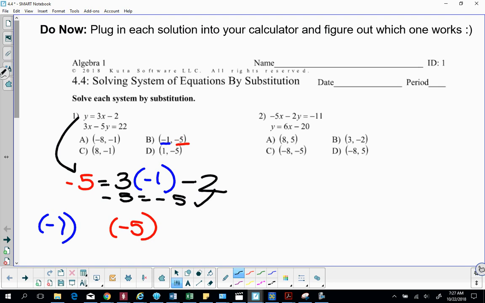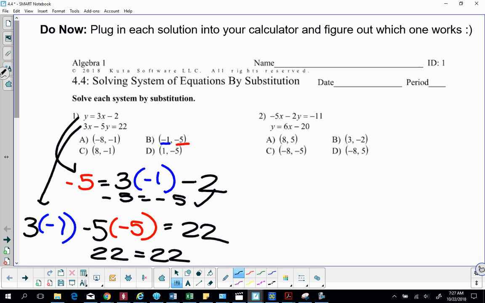Yeah. And so make sure if it works for the first one, you've got to try the second one. It has to work for both. If it only works for one, then you know it can't be the answer. So for the second one right here, I have 3x, and that's my x coordinate, minus 5y equals 22. So when you write this out in your calculator, what do you end up getting? You end up getting 22. Does 22 equal 22? So we know because they both make sense, I know it's my answer.